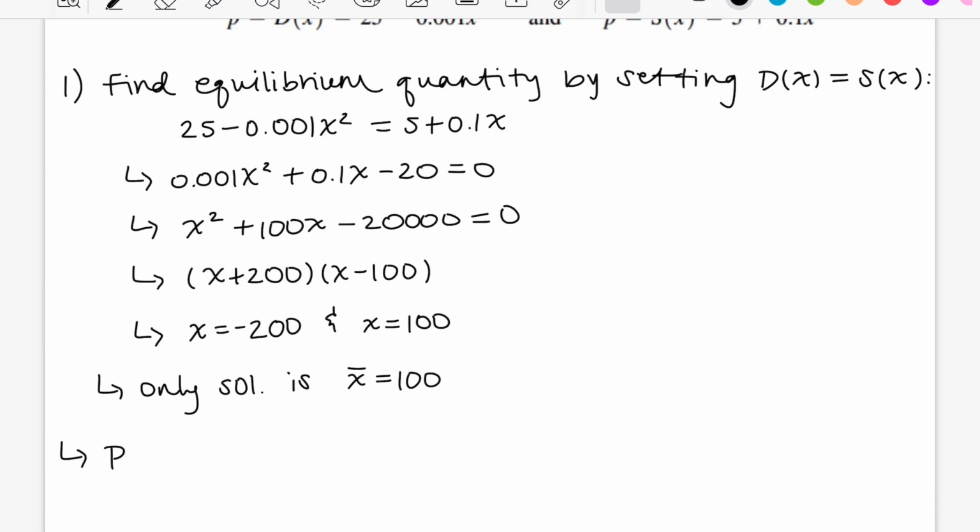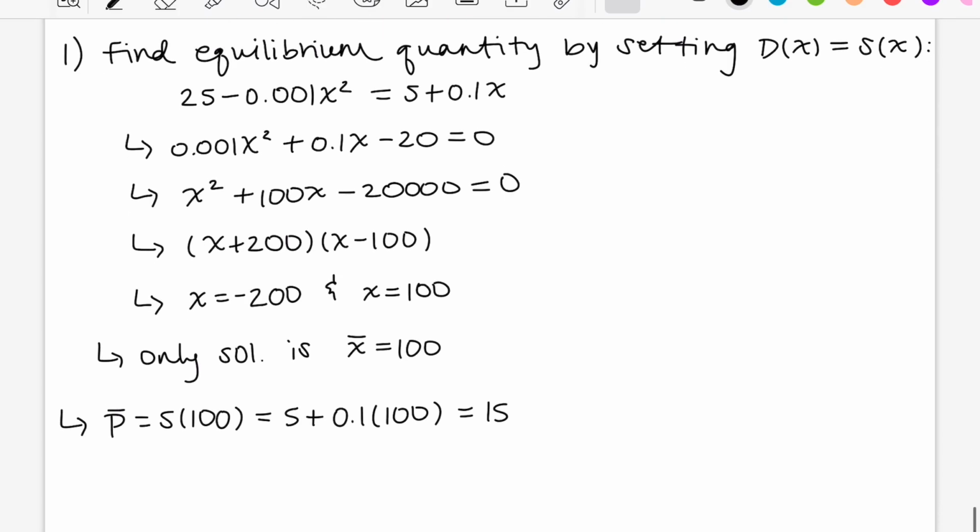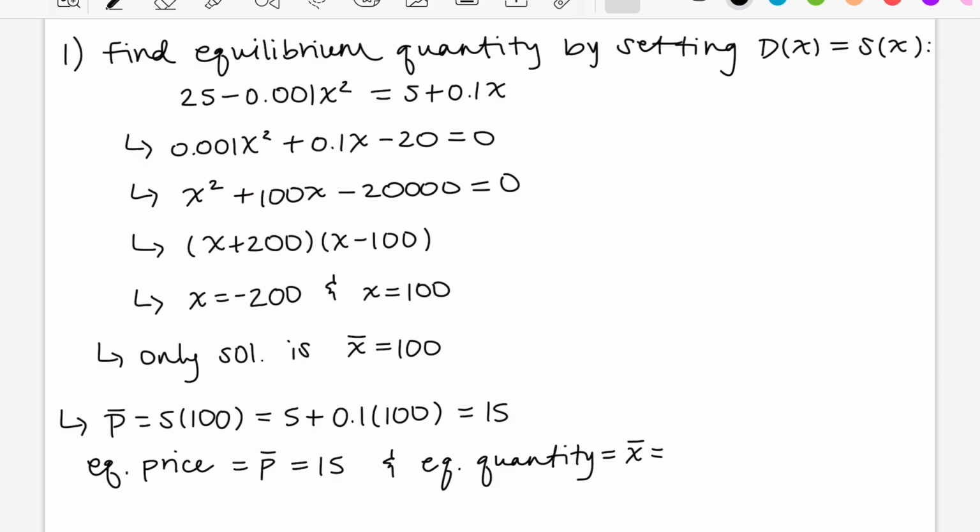So the equilibrium price is given by this here. We'll get 5 plus 0.1 times 100. And so this will be 5 plus 10, so this will be 15. So this tells us that our equilibrium price is equal to 15, and our equilibrium quantity is given by 100.